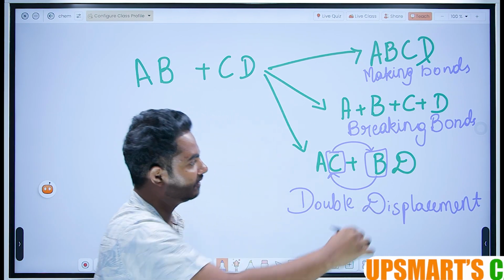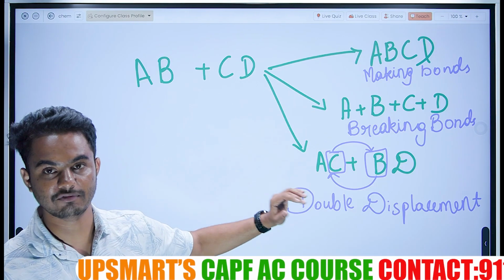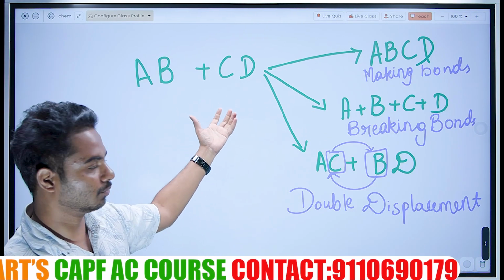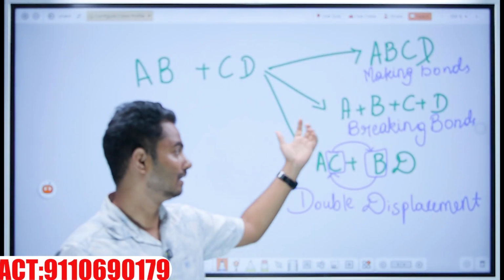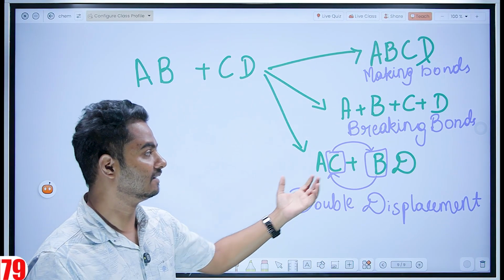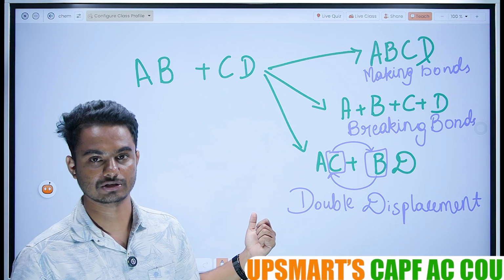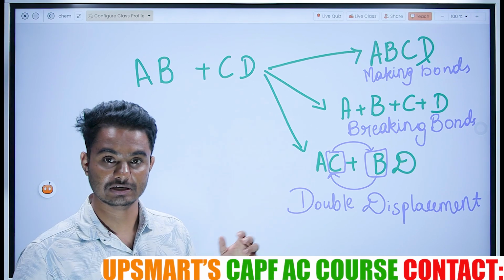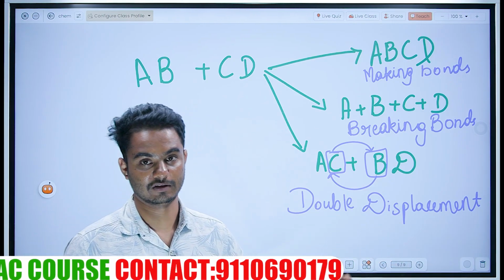I will explain all this with examples, but I am just giving you a brief introduction. If two or more compounds react, they can either make bonds, break bonds, or displace themselves. If one displaces, that is a displacement reaction. If both compounds displace and exchange their elements, it is called double displacement.